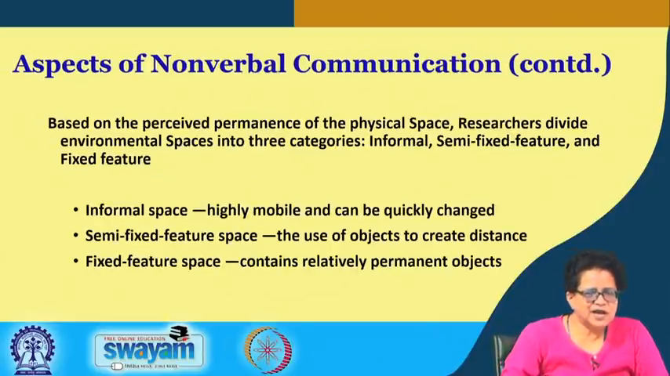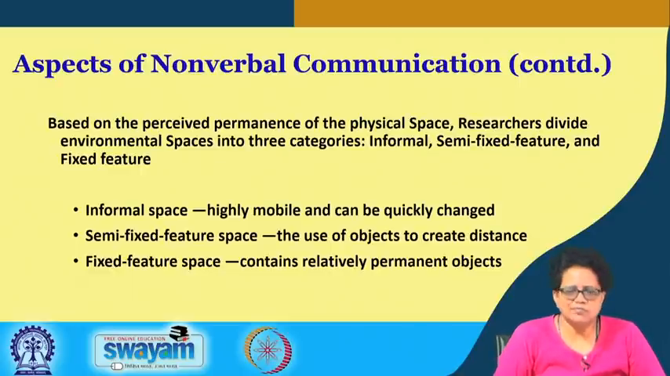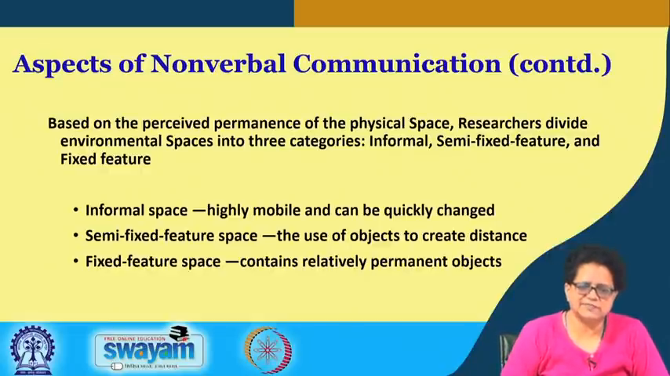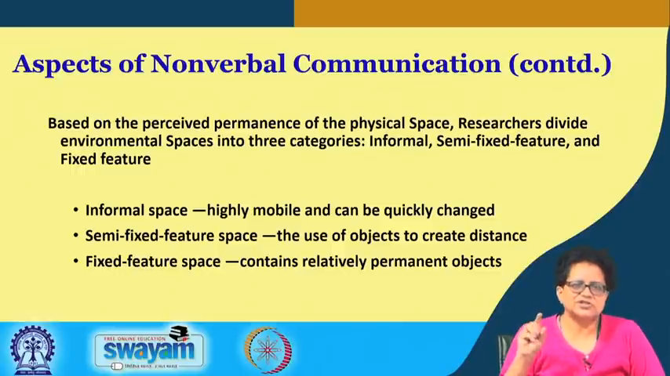Let us move further, and we are now talking about the kind of spaces which exist between communicators. We are talking about the way in which we can think about the permanence or the impermanence of physical space in which the communication is occurring. Researchers have divided environmental space into 3 types: first informal, second semi-fixed, and the last fixed feature. Now, informal space is highly mobile and can be quickly changed. It is, for example, light, chairs, tables, furniture, and so on.